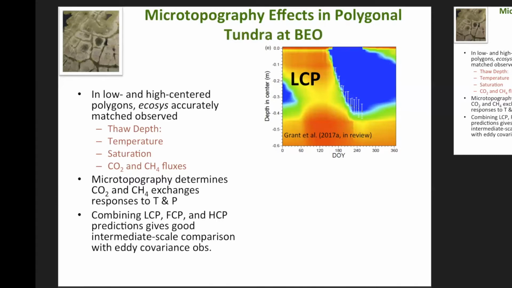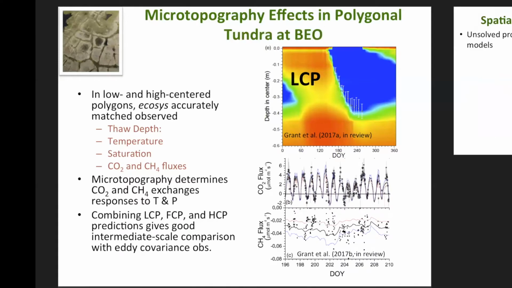But interestingly, if you have a believable model at each of these types of landforms, and then you scale them up to the landscape scale where there are multiple polygons of each of these types, then we can get very good estimates of the eddy covariance measurements for the CO2 flux, which has a much larger footprint. And so that's at least a starting point, perhaps, to do this type of scaling.